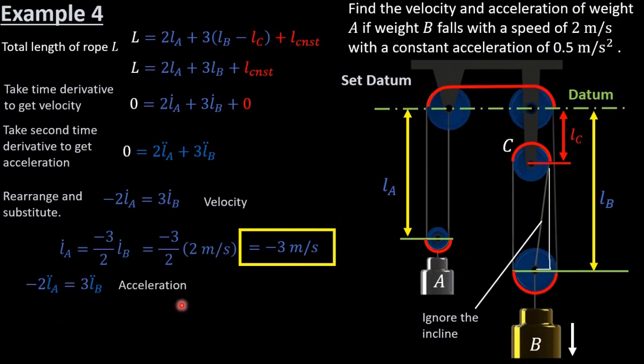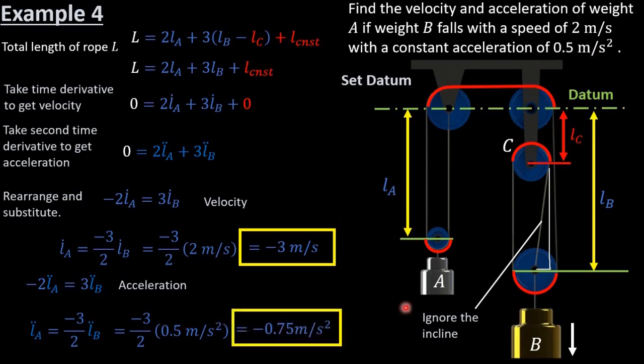So now I want to find acceleration, so I'll take this equation here and do the same thing as I did before. Substitute L sub B double dot with 0.5 meters per second squared because we're told the acceleration of weight B is 0.5 meters per second squared. Substitute that in and I get minus 0.75 meters per second squared. Okay, and that is our answer.